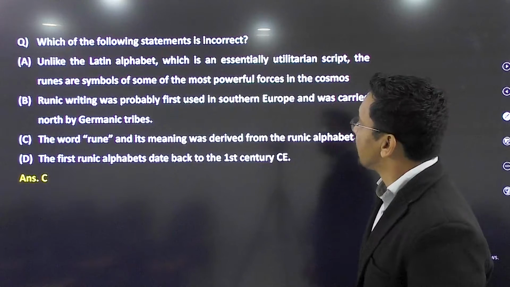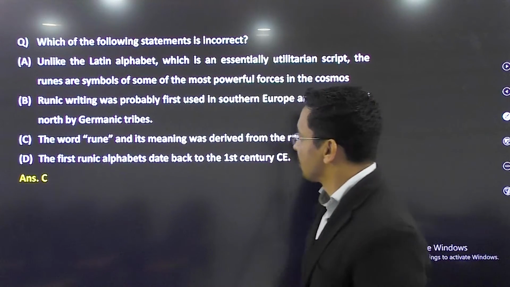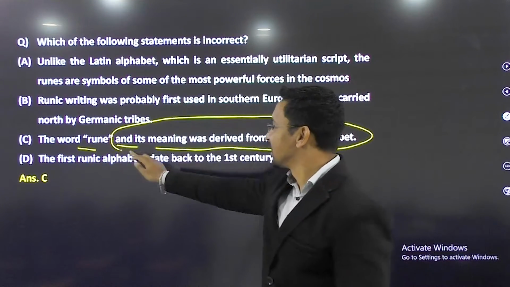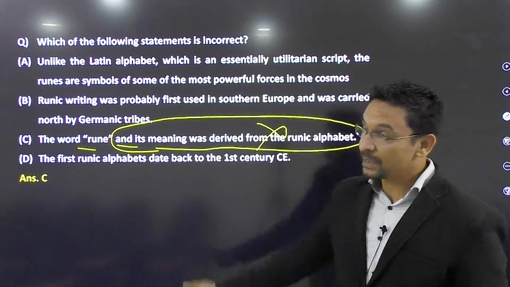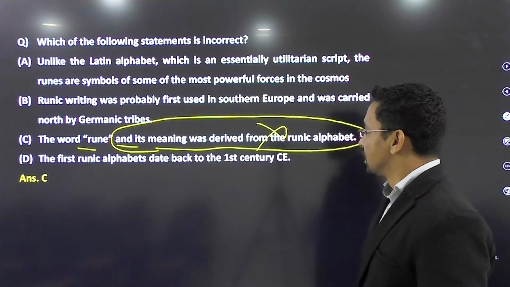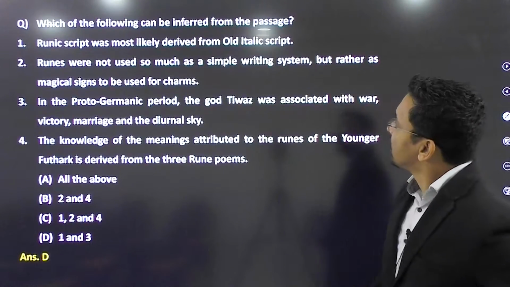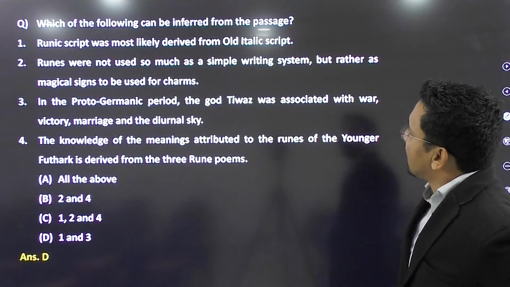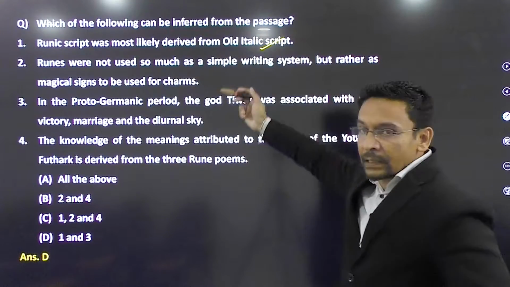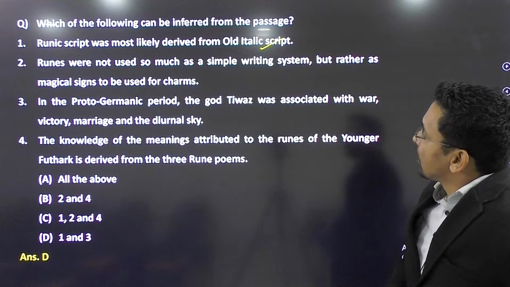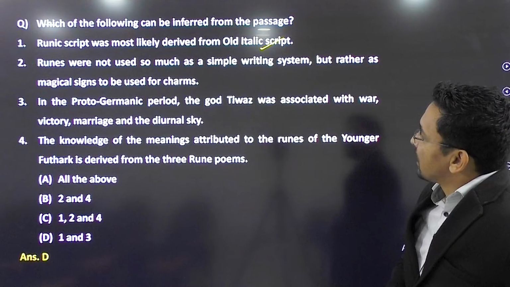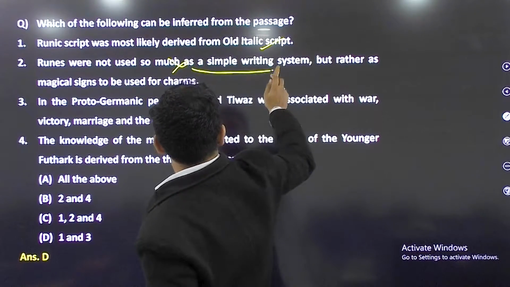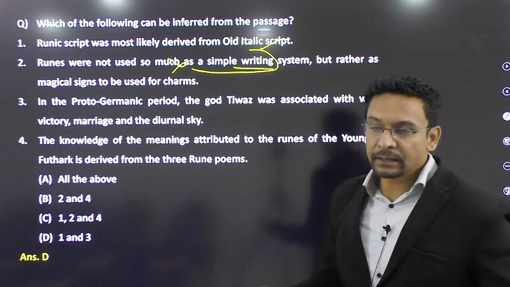First one, which of the following statements is incorrect? The word rune and its meaning was derived from the runic alphabet. This is wrong, the rest are all correct. Right. Next one. Which of the following can be inferred from the passage? Runic script was most likely derived from old Italic script. This is directly stated. Second, runes were not used so much as a simple writing system, but rather magical signs. No. They were also used just like simple writing systems, both usages existed.